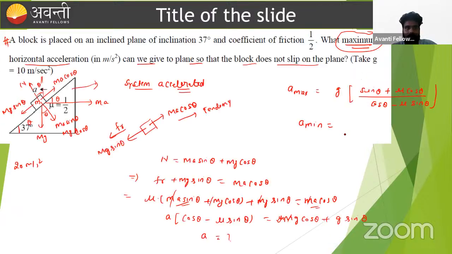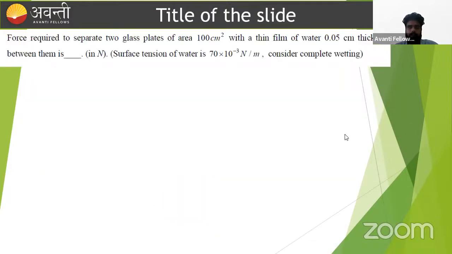The next question is again from the surface tension chapter. What is given? The force to separate two glass plates with a thin film of area given. Suppose there are two glass plates placed in such a manner, and this liquid is filled, and we want to lift this plate. What is the force applied here, beta? Suppose here is the atmospheric pressure, and this is the pressure inside the curvature. What is the pressure difference that we can write down here, beta?